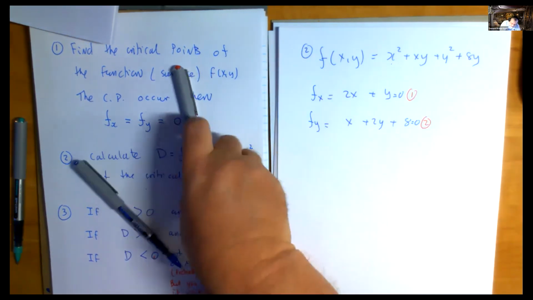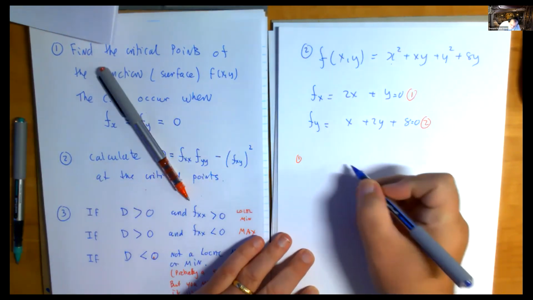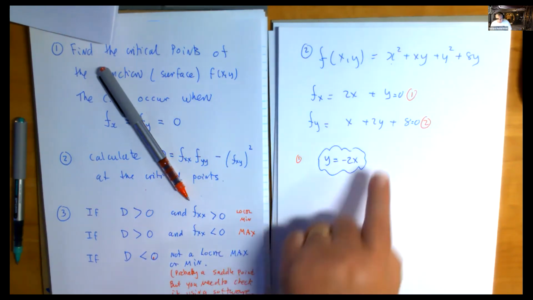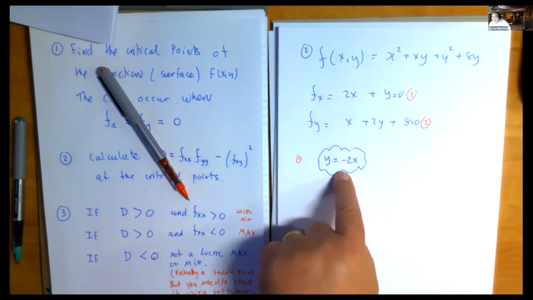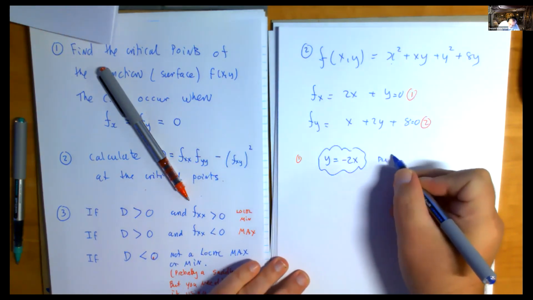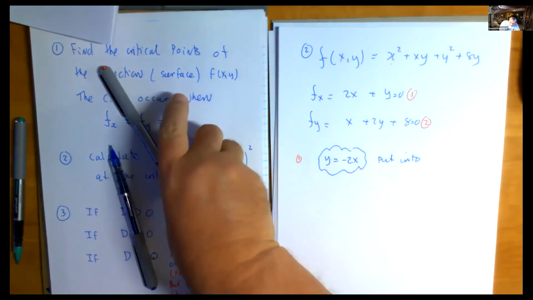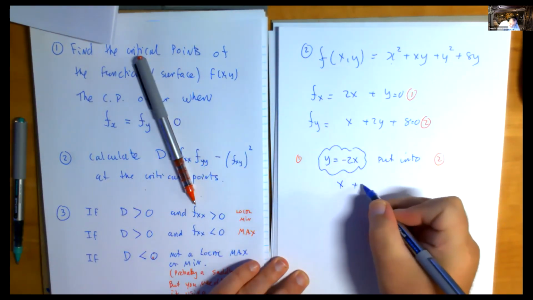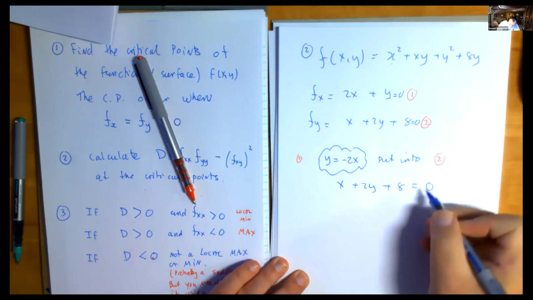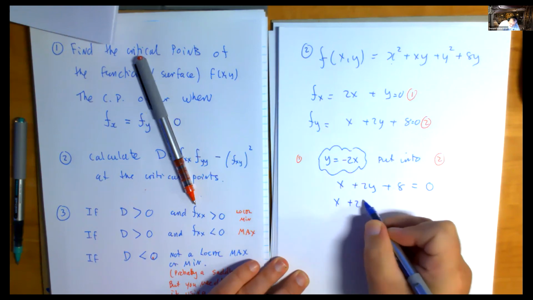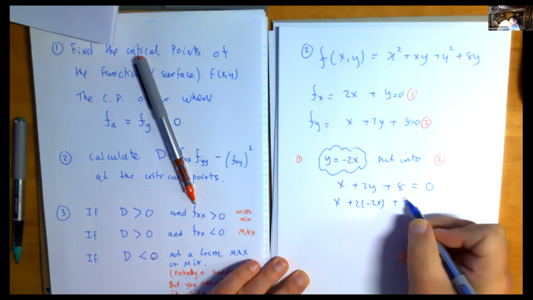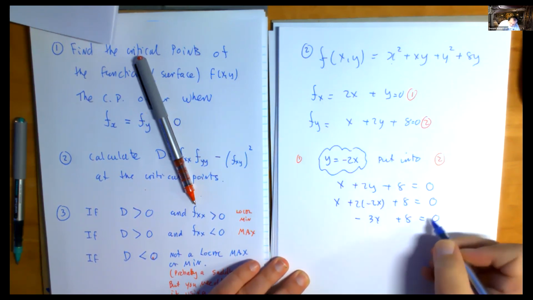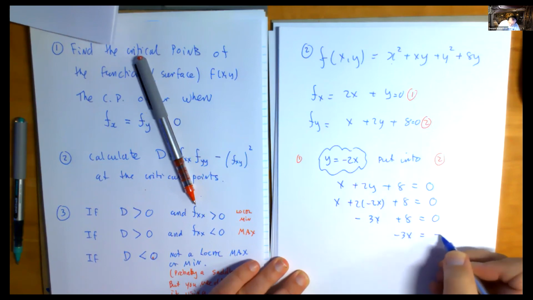So if you take equation 1 and rearrange it, can I just do that in my head? Would you agree that y equals negative 2x? Now, if I put that into 2, what do I get? I get x plus 2y plus 8 equals 0. I get x, add 2 lots of this guy, plus 8 equals 0. I get negative 3x plus 8 equals 0. So, well, I was hoping for nicer than that.